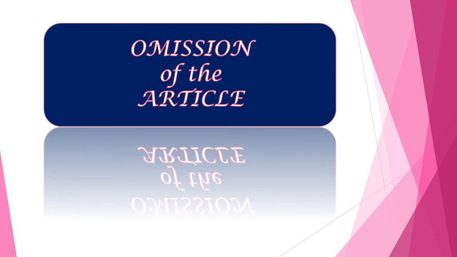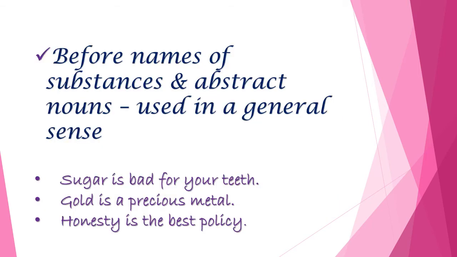Let us now discuss the omission of the articles. There are cases where we do not use articles. Let us see some of these cases. Before names of substances and abstract nouns used in a general sense, we do not use articles. Like, gold is a precious metal, honesty is the best policy. We do not use definite or indefinite articles before names of these substances.